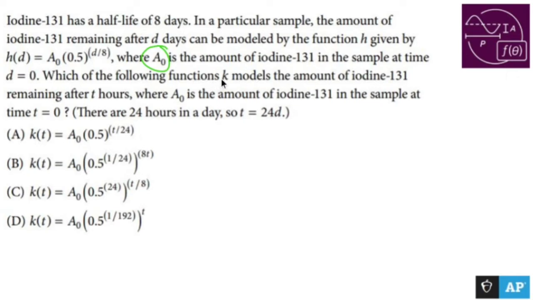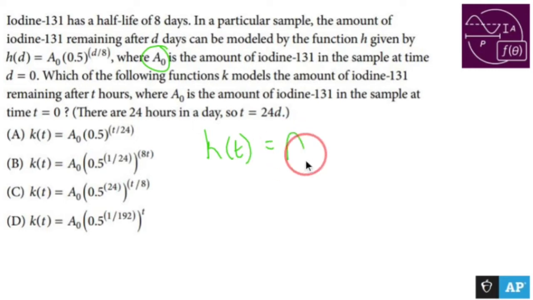Which of the following functions, k, models the amount of iodine remaining after t hours, where a sub 0 is the amount of iodine in the sample at t equals 0 again? So we're given the example, but they want to make it k of t instead of h of d, because now we're turning d into t. This is a pretty straightforward problem until the very end, where it gets weird for no reason whatsoever.